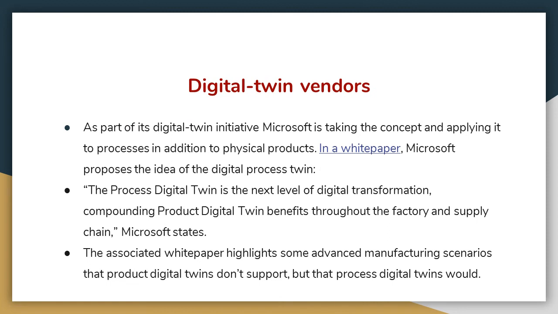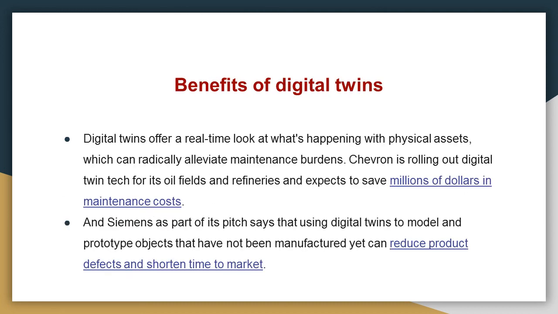As a part of its digital twin initiative, Microsoft is taking the concept and applying it to processes in addition to physical products. In a white paper, Microsoft proposes the idea of the digital process twin. The process digital twin is the next level of digital transformation, compounding product digital twin benefits throughout the factory and supply chain, Microsoft states. The associated white paper highlights some advanced manufacturing scenarios that product digital twins don't support, but process digital twins would.